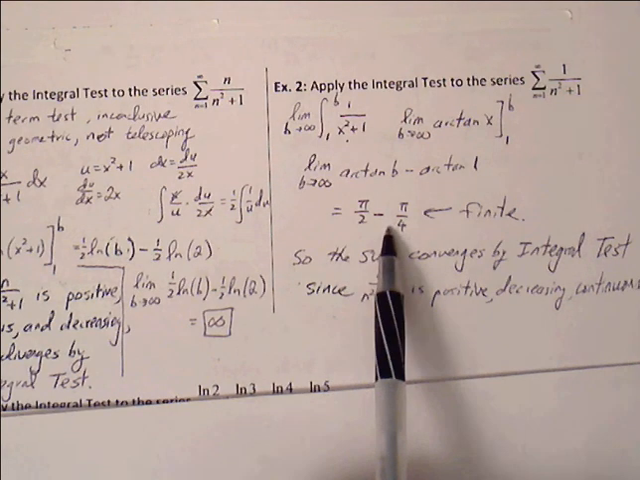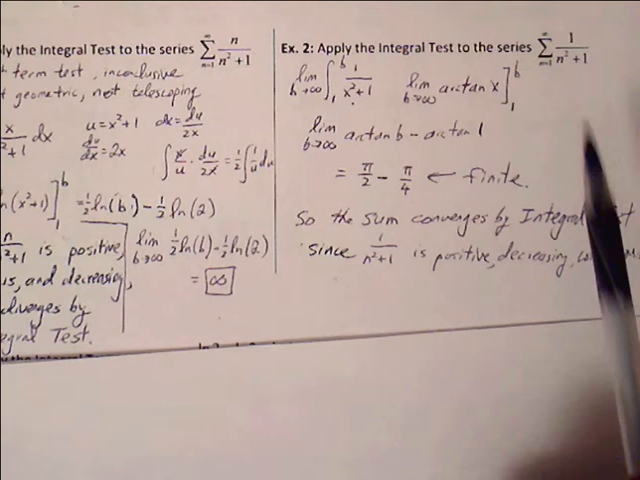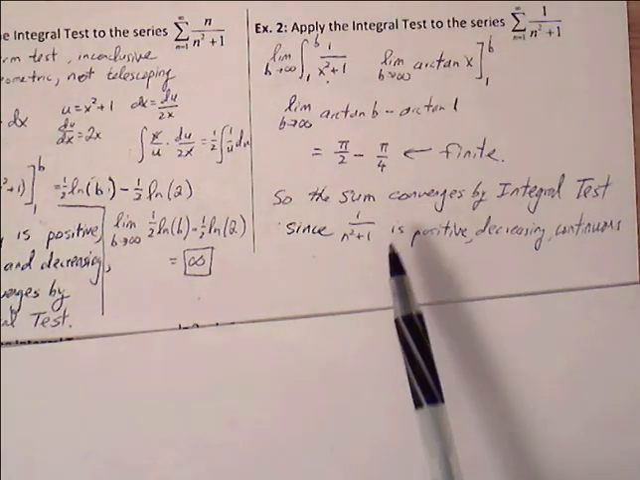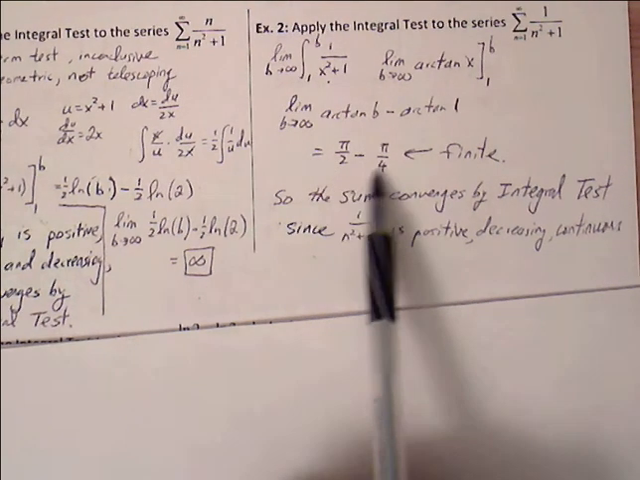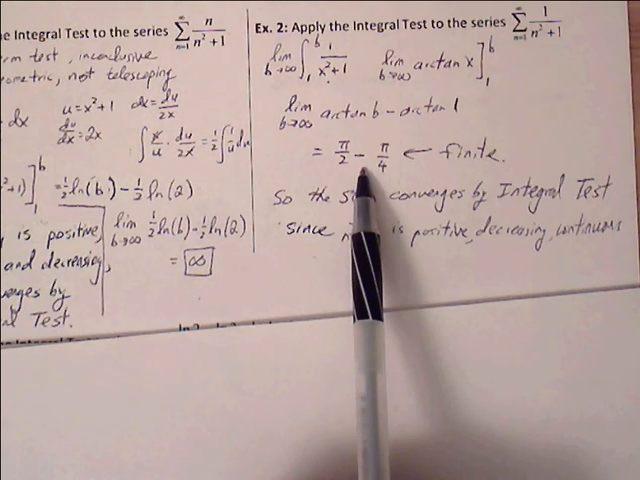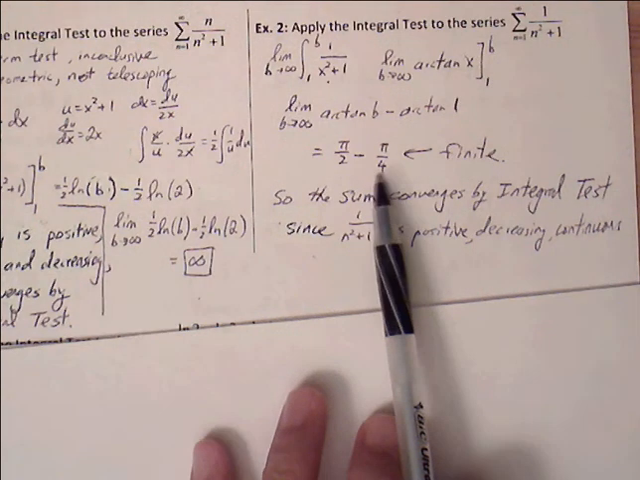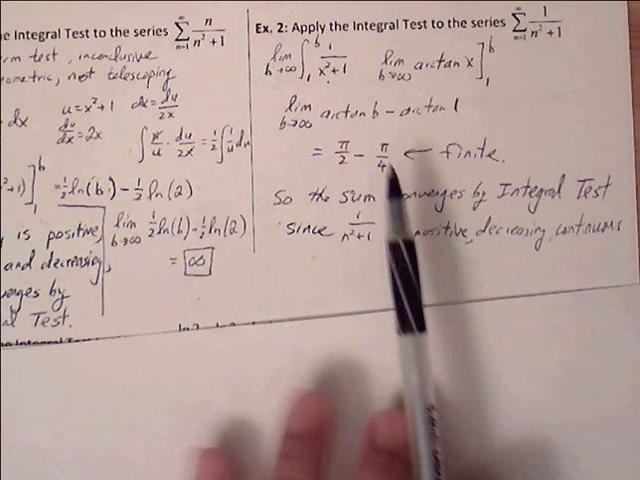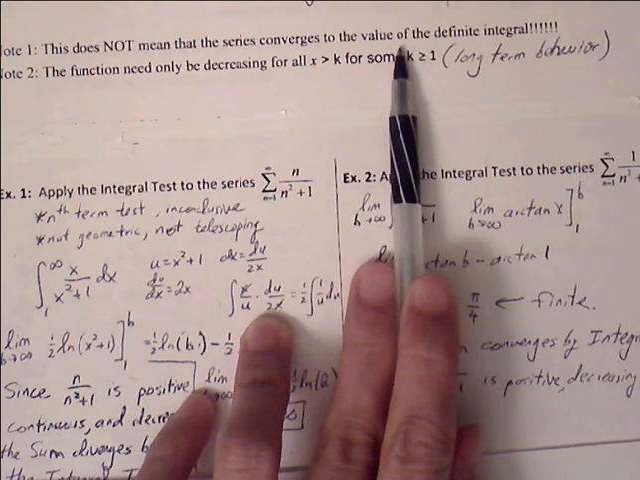And so because this converges, we know that the sum of the series will also converge by the integral test. Note, however, that this value does not represent the sum of the series. Again, this only tells us that the sum will converge. Even though this is a finite value, it does not mean that the series will converge to this specific value.